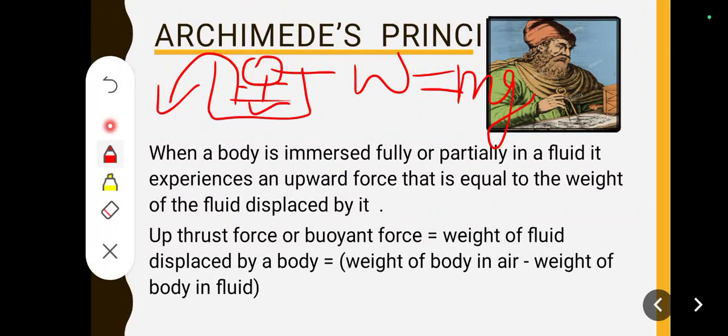Upthrust force or the buoyant force equals the weight of the fluid displaced by the body. So the weight of the body in air minus the weight of the body in fluid, we can easily calculate.